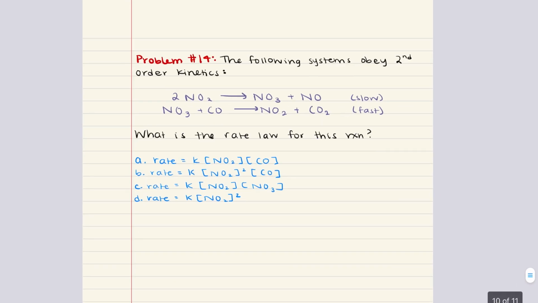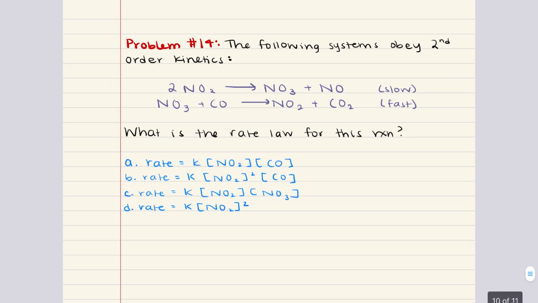Wonderful. Now we can move on to problem 14. Problem 14 says that the following system obeys second order kinetics. And we're given two reactions, one that is slow, one that is fast. So we're given this reaction mechanism. What is the rate law for this reaction?